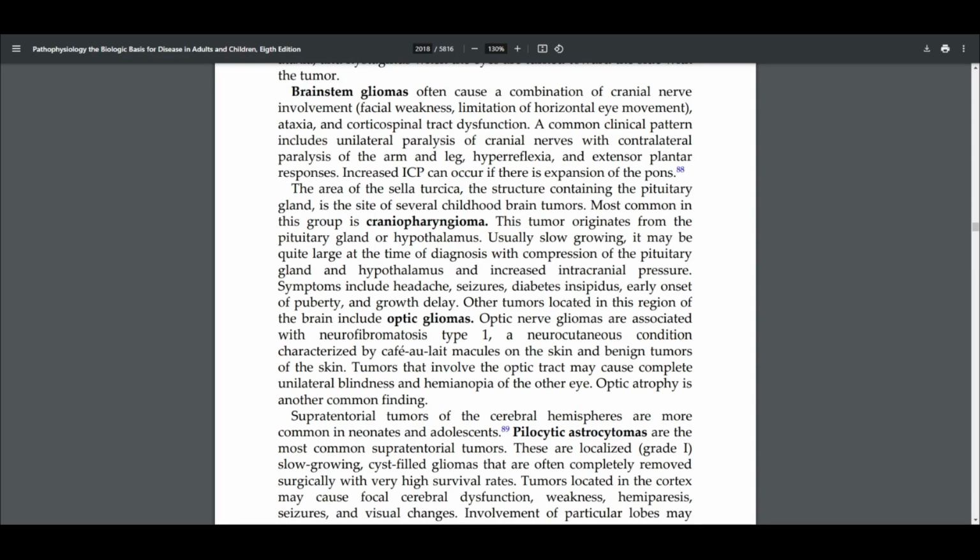Brainstem gliomas often cause a combination of cranial nerve involvement, ataxia, and corticospinal tract dysfunction. A common clinical pattern includes unilateral paralysis of cranial nerves with contralateral paralysis of one arm and leg, hyperreflexia, and extensor plantar responses. Increased ICP can occur if there is expansion of the pons.